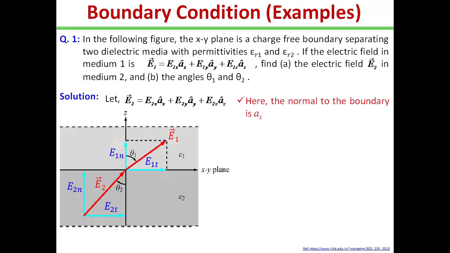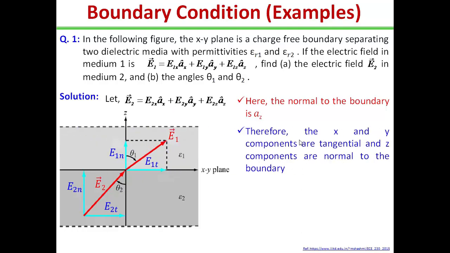Here the normal to the boundary is az. That means the az component is normal to the boundary, whereas the tangential directions are x and y. Therefore the x and y components are tangential and the z component is normal to the boundary.